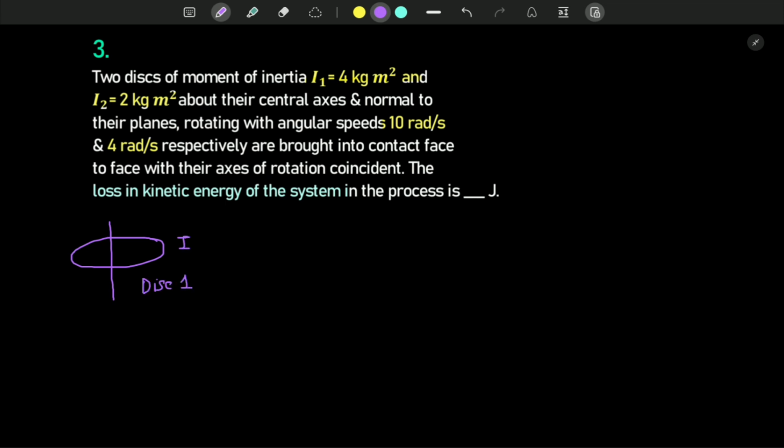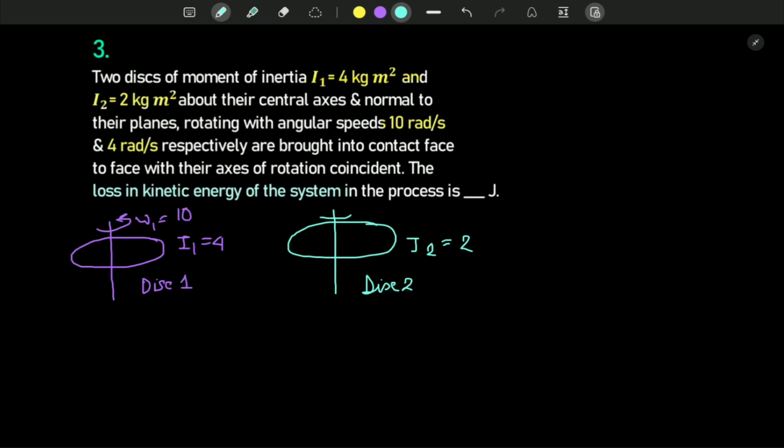I1 is given as 4 kg meter square and it is rotating with omega 1, which is 10 radians per second. And this will be a second disk, disk 2. Here I2 is given as 2 kg meter square and it is rotating with omega 2, which is 4 radians per second. And it is told that both these disks are brought into contact face to face.